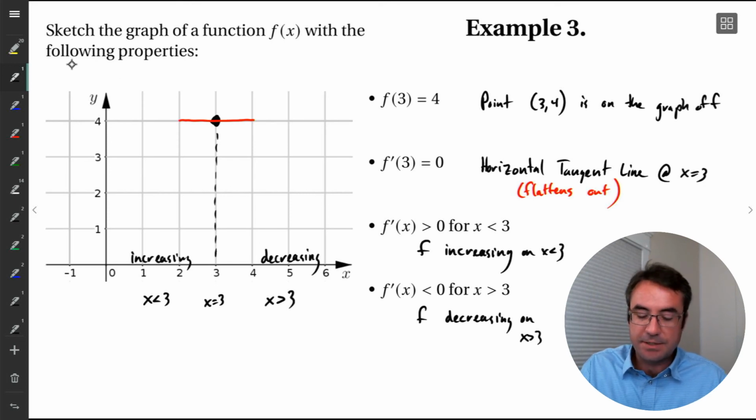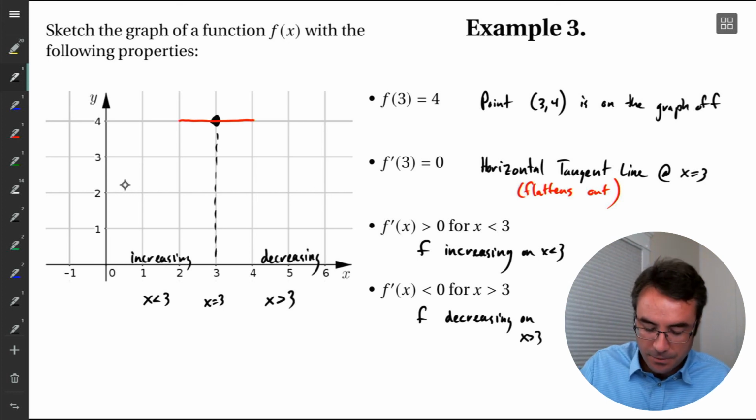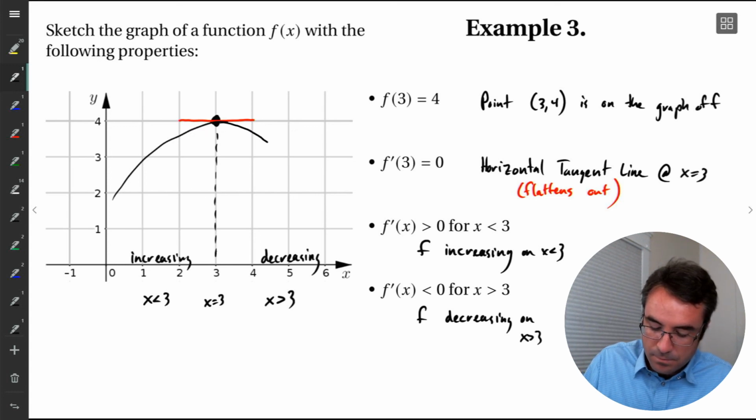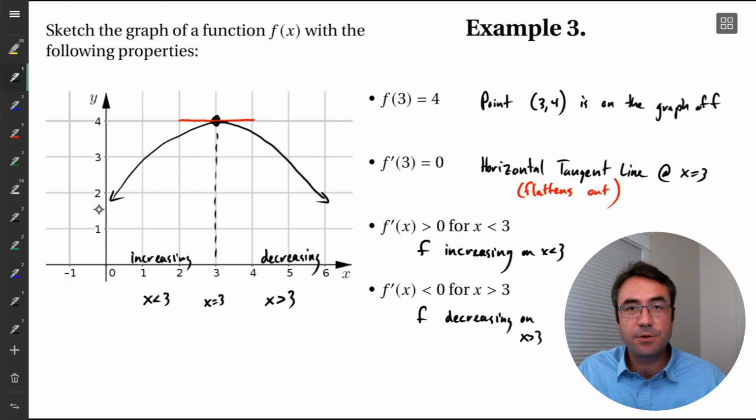So we just want to draw an example of a graph that fits these properties. It has to go through this point. It has to flatten out when we hit x equals 3. And it has to be increasing on one side and decreasing on the other. So as an example, maybe something like this. As we read from left to right, the graph is going up, it flattens out, goes through that point, and then it starts to decrease. Kind of fun. So we can use this information to help us sketch the graph of a function.